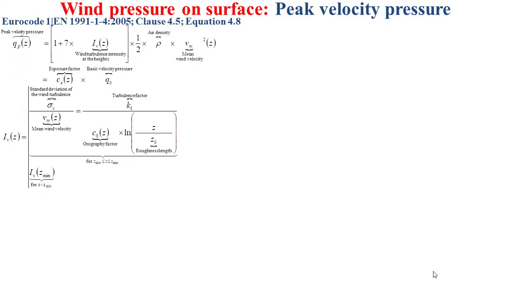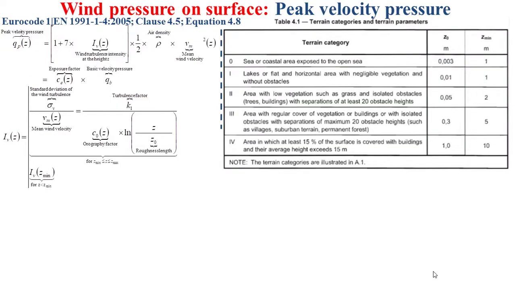Here, Z minimum and Z0 are determined based on the table that you see now in this slide, depending on the terrain category. And as you can notice in the formula, when Z is lower than Z minimum, the wind turbulence intensity IV is equal to IV evaluated at Z minimum. This means that we will replace Z by Z minimum in the formula of IV.